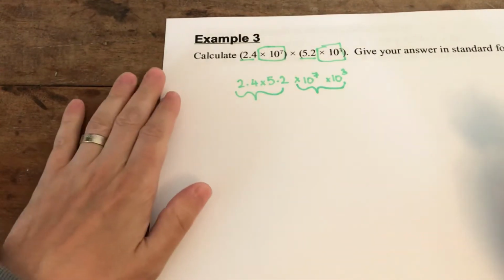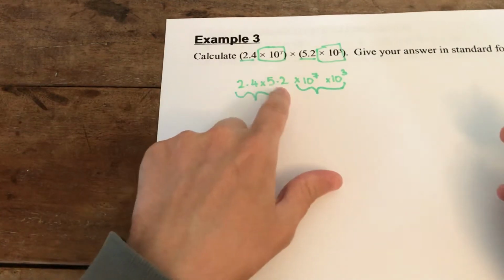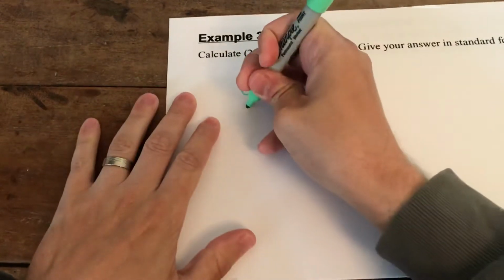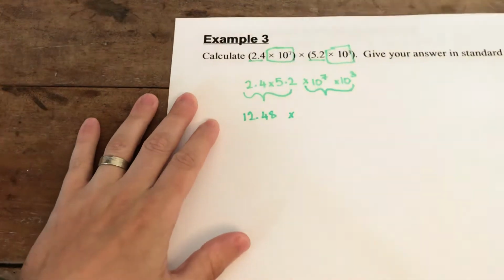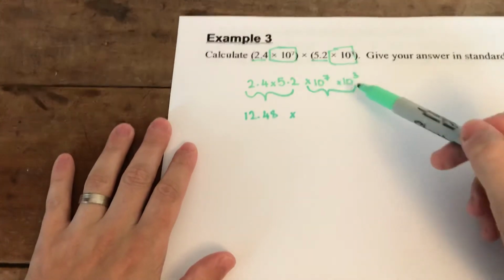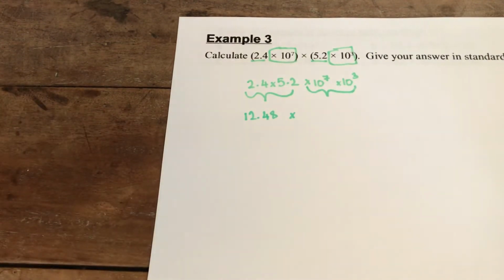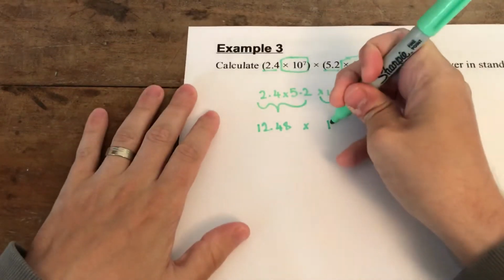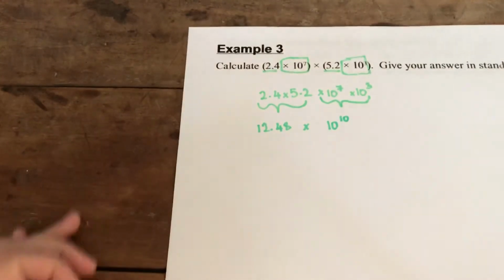So for 2.4 times 5.2, you would just multiply that how you would normally multiply that. So you could do 24 times 52 and then divide by 100 to put your decimal points back in. But you would get 12.48 for this. Now, when you have 10 to the power of 7 times 10 to the power of 3, previously we have used index laws or indices laws to simplify this. And what we do is we add our powers. So that gives us 10 to the power of 10 because we do 7 add 3.